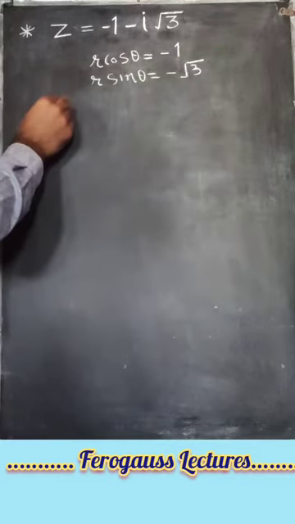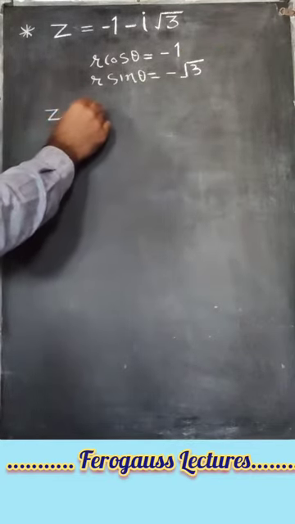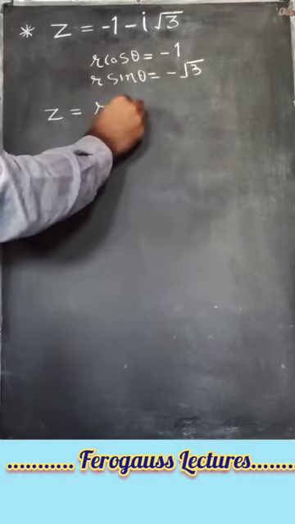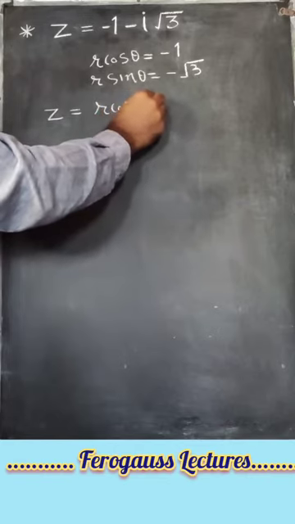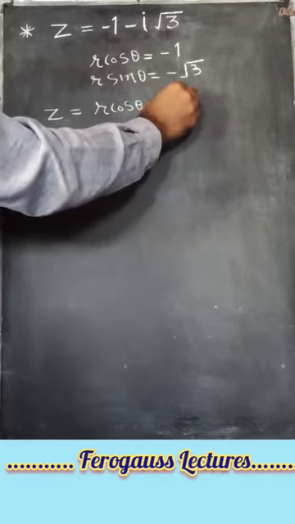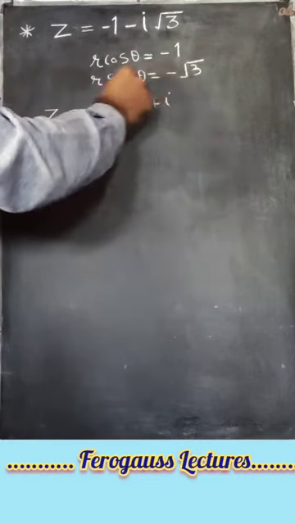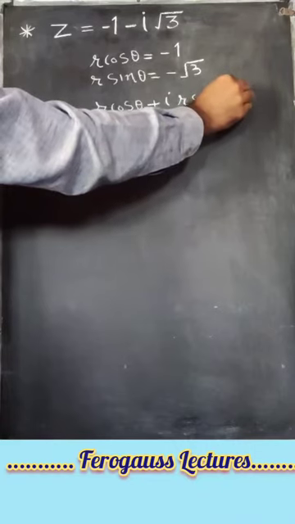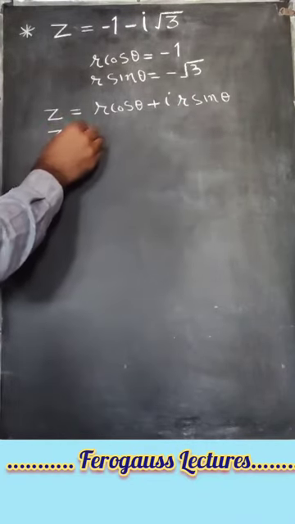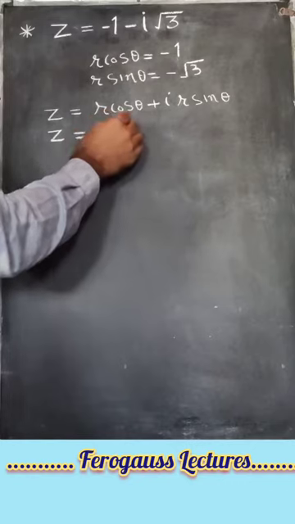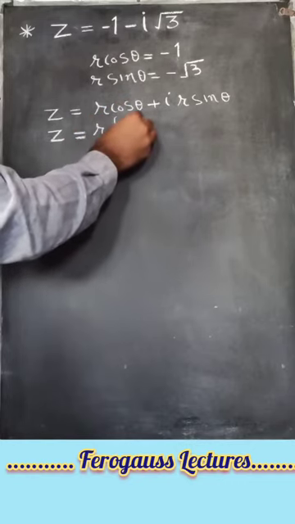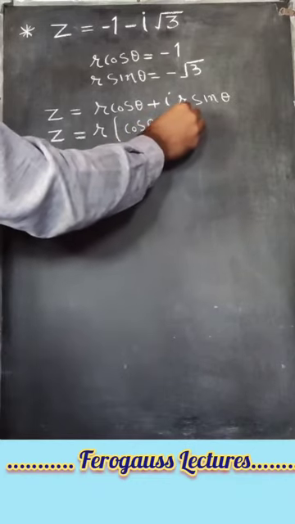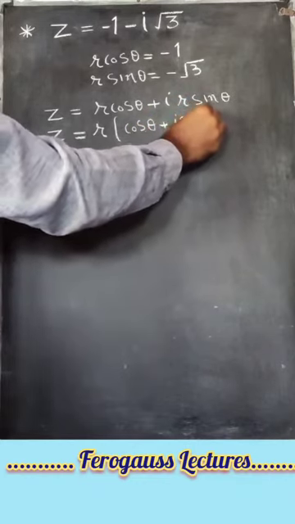Thus we get z equal to, instead of -1 we have r cos theta, plus iota, instead of minus square root of 3 we have r sin theta. Now take r common, it's r times cos theta plus iota sin theta.